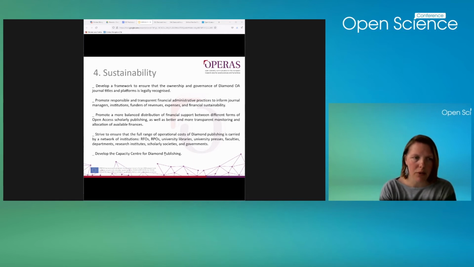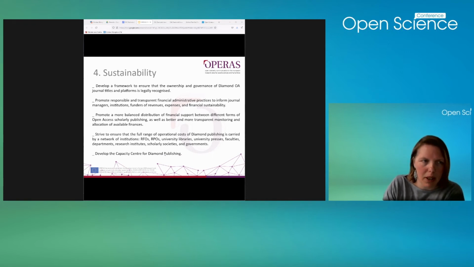Promote more balanced distribution of financial support between different forms of open access scholarly publishing, as well as more transparent monitoring of the results. And strive to ensure that the full range of operational costs of Diamond publishing is carried by a network of institutions. And lastly, develop the capacity center for Diamond publishing that I've just mentioned before in the previous point about capacity building.